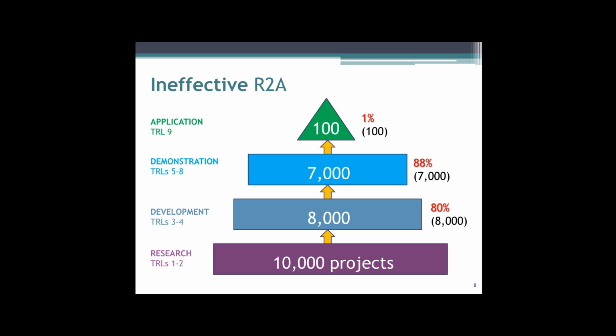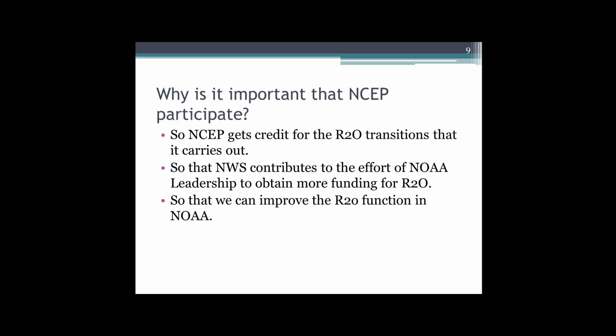Lastly, before I hand it over for this demo, the question you might ask is, why is it important that NCEP participate in this pilot? Here are three different answers. One is so that NCEP gets credit for the R2O transitions that it carries out. We know that NCEP does a lot of these, and the problem is that unless we document these transitions somehow, we're not getting the credit that we deserve, either as an organization, the Weather Service or NCEP, or even NOAA. We're doing a lot of work, but we're not getting the credit for it.